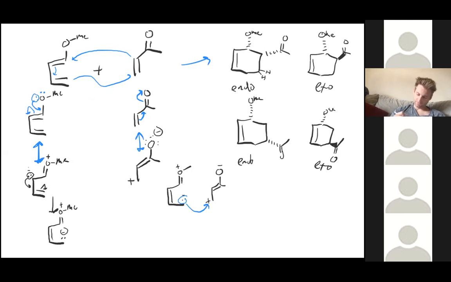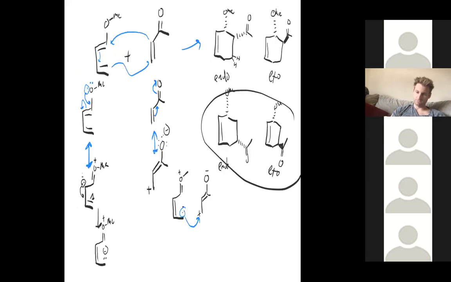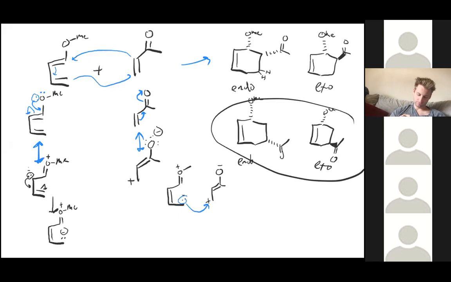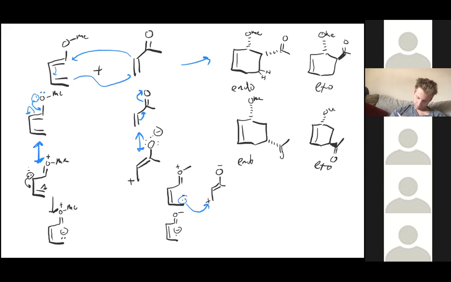If we draw the same thing for the other possibility, these lower ones down here, this really isn't going to want to come in and attack at this center. It really just wants to attack where that positive is. So this is not going to form versus that top one, which will. Because our charges aren't aligning, we're only going to get this product up here.